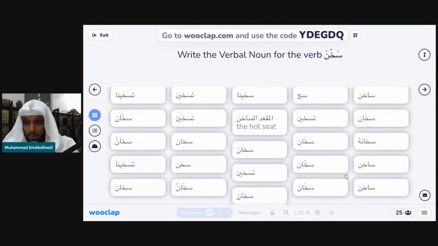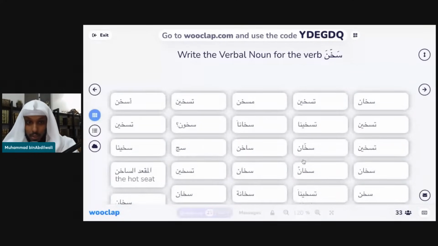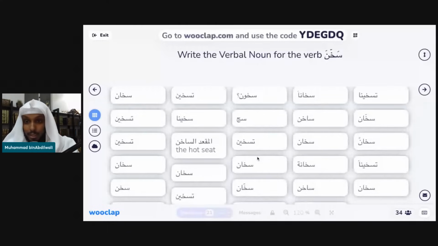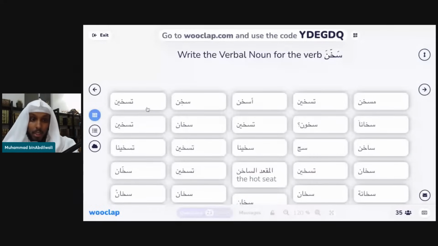One person's got it right so far. I can only see one correct answer so far. Two correct answers actually. Okay. سخن يسخن تسخينا. So to heat something up it's called تسخين. التسخين. أحسنتم. All right. Hope now you got the hang of it.